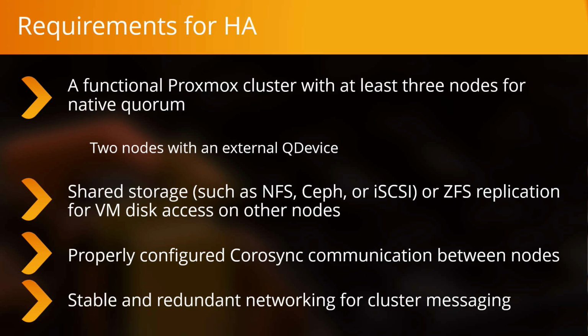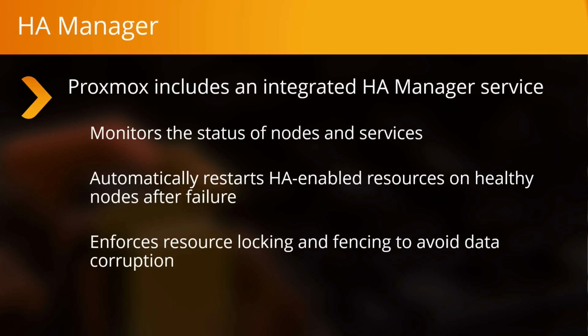We need a properly configured corosync communication between the nodes, which is pretty much automated in the background when we set the clustering up, but we just need to make sure all the ports and everything are open so that it can actually do that. And then stable and redundant networking, preferably redundant, doesn't necessarily have to be, but very preferably redundant for our cluster messaging. That is very important. It needs to be able to communicate all that stuff.